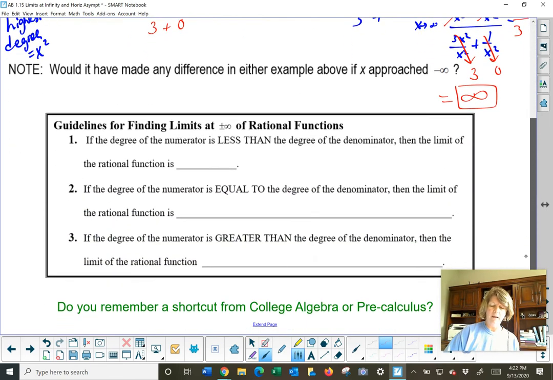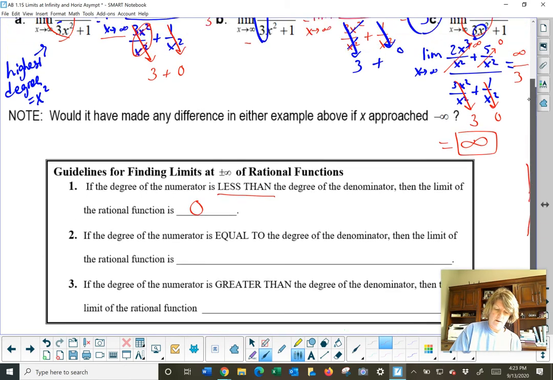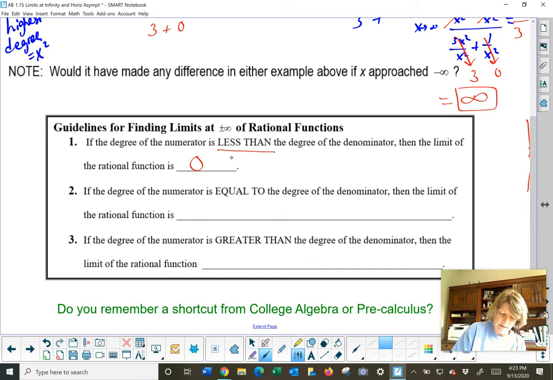This can all be simplified into 3 little guidelines, and you may have seen these in pre-calc. It says if the degree of the numerator is less than the degree of the denominator, then the limit of the rational function is 0. And that would be like in example, was it called 1 or A? See example A.